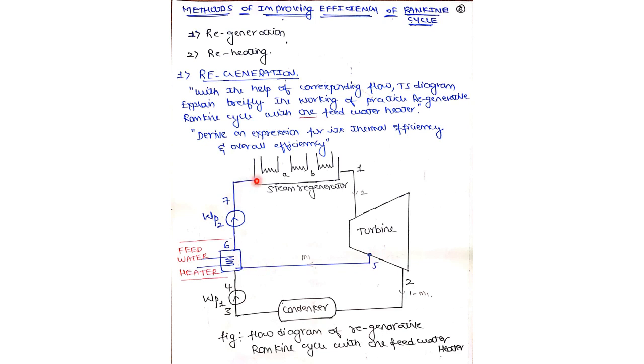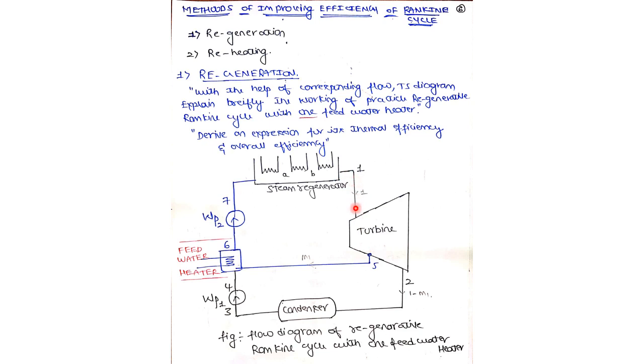At the middle of the expansion, they take a tapping from the turbine and let some amount of steam flow back into the boiler. You are generating the steam at one time, but here you are regenerating the steam. So, for the analysis, let us assume that a unit mass flow rate of steam, in kg per second, is going here.